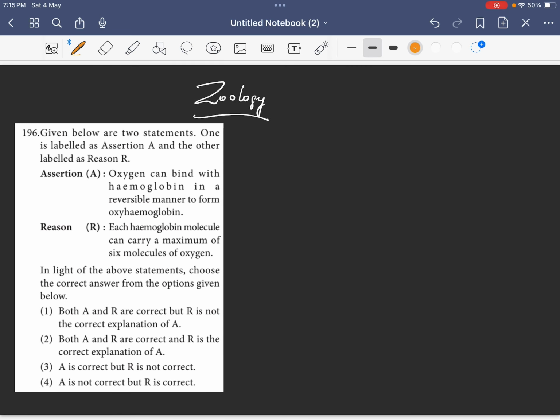So with that, we have quickly wound up your botany section. Moving on to your zoology section.